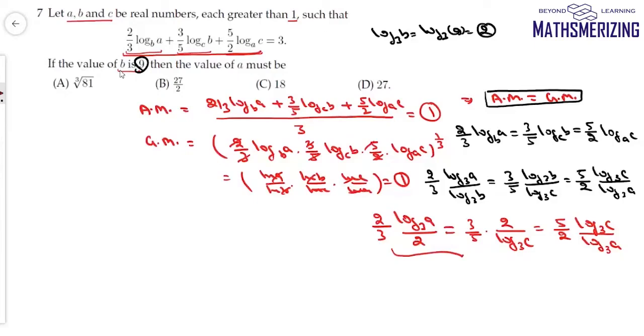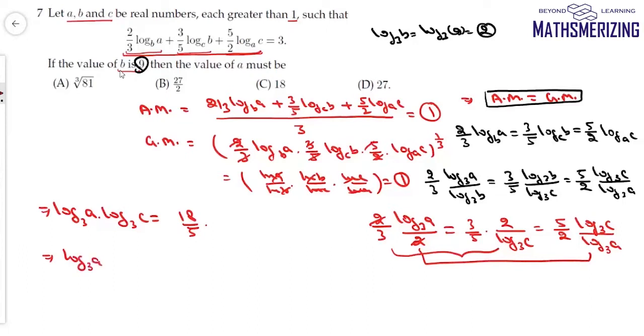Now if I simplify these first two expressions, then from here I'll write log a base 3 into log c base 3, and this value will be equal to 18 by 5. Now if I take this first one and third one, from here I'll write log a base 3 whole square upon log c base 3, and this value will be equal to 15 by 2.